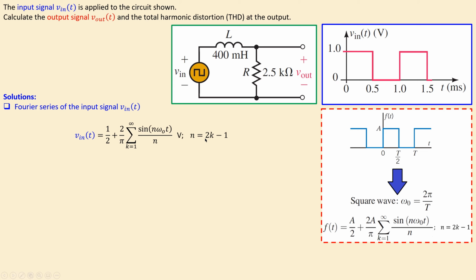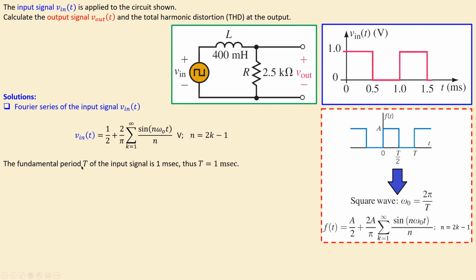And n will now be given by 2k minus 1, where k goes from 1 all the way to infinity in integer form. That means n will be 1 for k is 1, but it will be 3 for k is 2, it will be 5 for k is 3, it will be 7 for k is 4, etc. So you can see that this input voltage will only have the odd harmonics. So we have the DC term, and these are the AC terms, and if you look at the n, you can only have 1, 3, 5, 7, 9, 11, etc. So the odd harmonics will be present in our Fourier series for the input voltage.